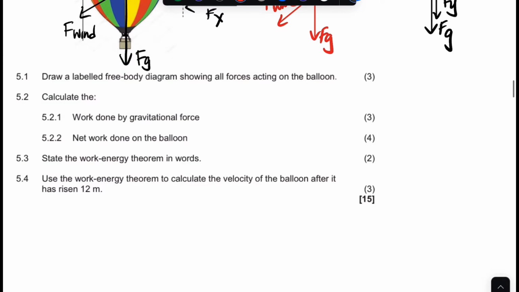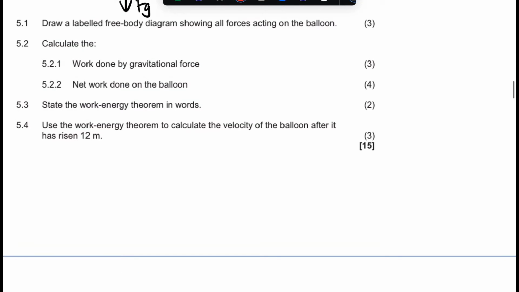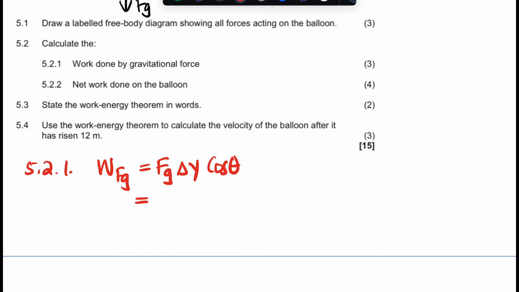Let's go to the calculation in 5.2.1. Calculate the work done by the gravitational force. So in 5.2.1, we wanted the work done by the gravitational force there. So the work done by gravitational force is equal to the gravitational force times the change in y, because this is moving vertically, times cos theta. And then it's going to be mg delta y cos theta.